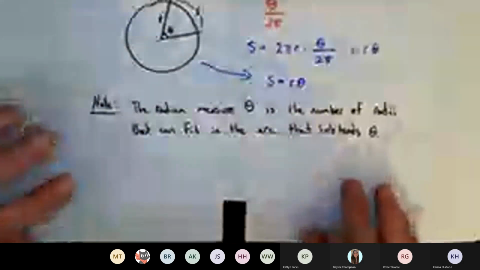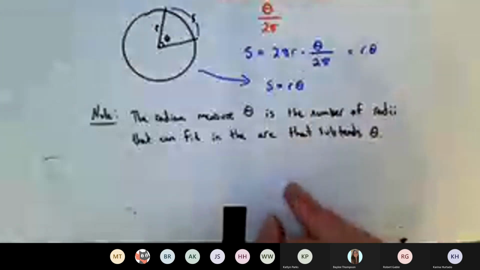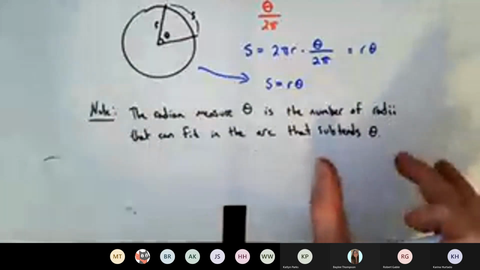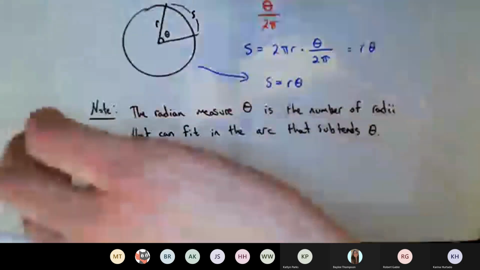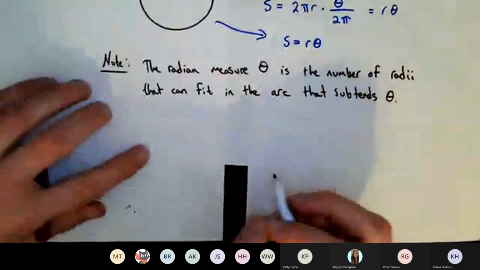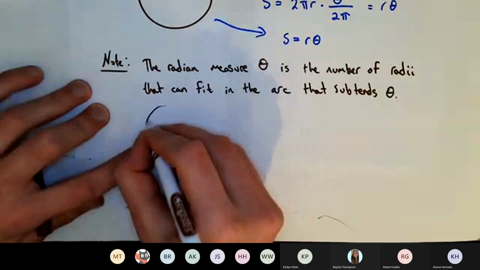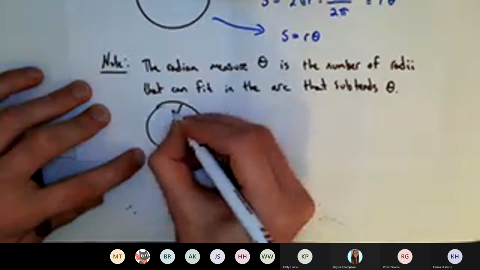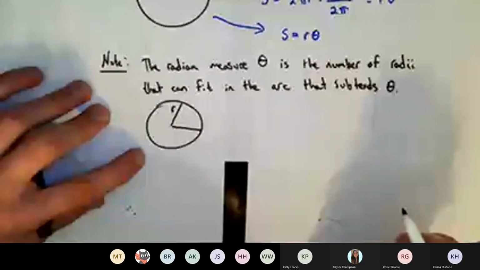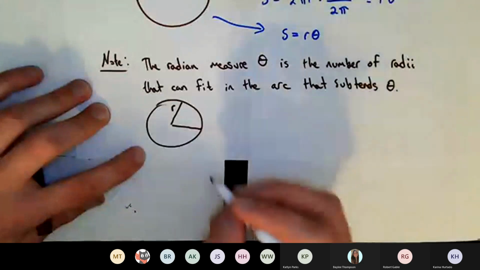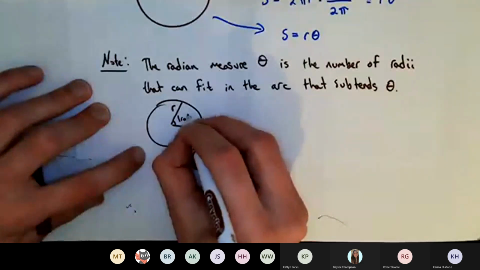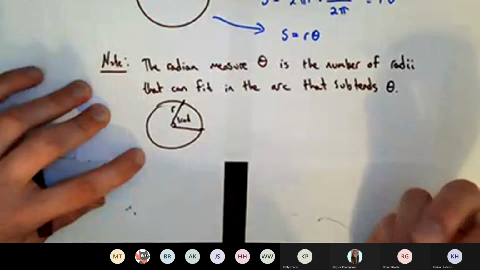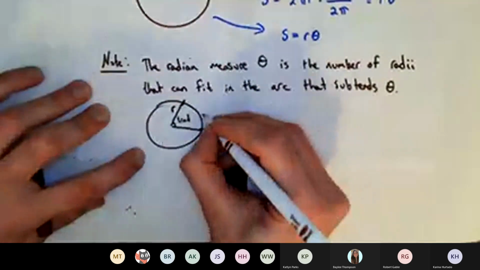So what does that mean? I think I can draw a picture to explain that. The angle measure in radians is exactly equal to the number of radii that you can squish into that arc, the arc length. So if I draw some circle here, and then I have some angle just like that, and then this is R, so it's radius R. This angle here will be 1 radian if this arc length is equal to the radius of the circle.